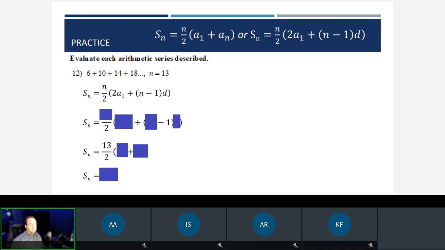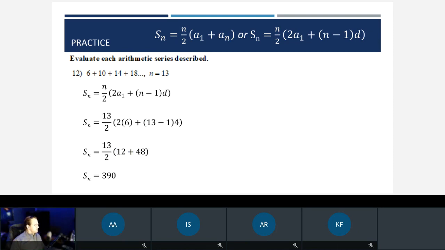So some 390s. Some more 390s. 390. Nice job. Common difference, everyone found to be 4. N is 13, and a sub 1 is 6. Some basic math here. We get 12 there, and we get 48 here. Type the rest of the stuff in. That's how we get 390.